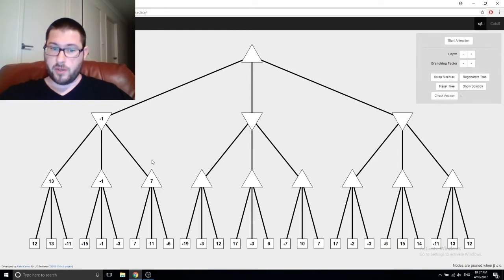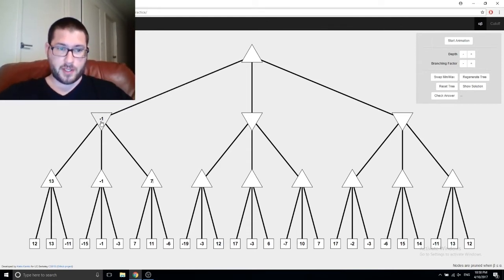Now, is it actually worth exploring any more of these nodes? Well, we know that this is a minimizing node. Okay, so after we've explored this -1, we know that the value that this node will pick is going to be -1 or less. And it's for the same reasoning as that we concluded that the value of this node will be 7 or more. It's just in reverse.